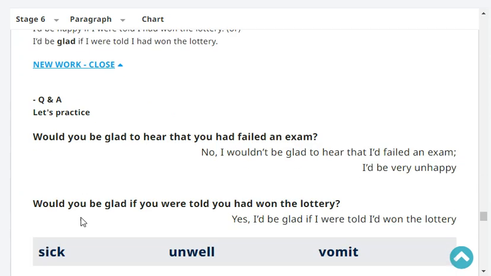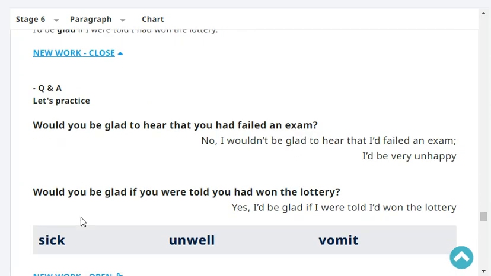Let's practice. Would you be glad to hear that you had failed an exam? No, I wouldn't be glad to hear that I'd failed an exam. I'd be very unhappy. Very good.